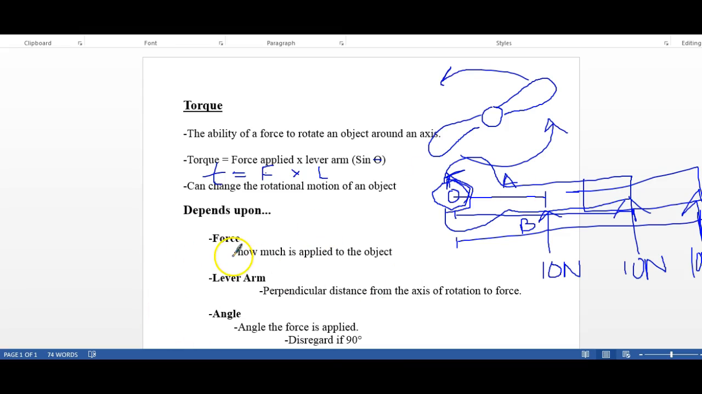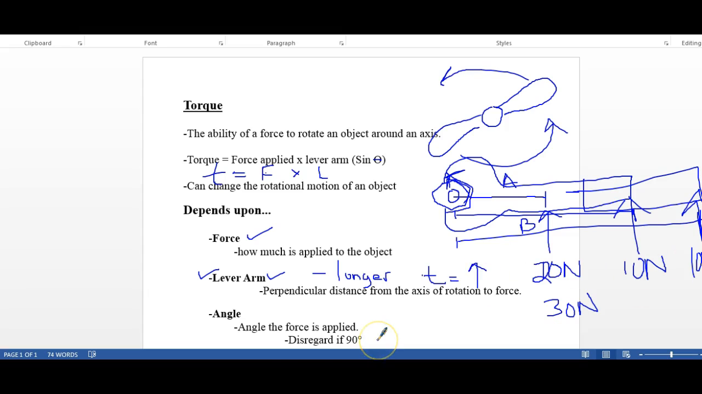Okay, as you see here, torque depends on the force. So if you want to increase torque, you can also increase the force. So 10 newtons, 20 newtons, 30 newtons, that's going to increase the amount of torque. Okay, but it also is dependent upon the lever arm. So the longer lever arm gives you more torque. So the longer this becomes, torque goes up.